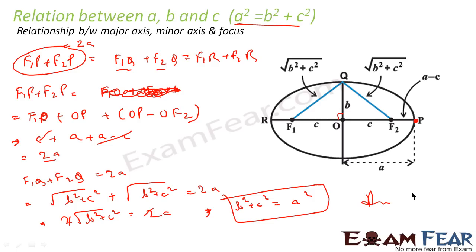Please note, in the case of an ellipse, the distance between the two foci is 2C. The length of the major axis is 2A, and the length of the minor axis is 2B. So we have A, B and C. The relationship between A, B and C is A square is equal to B square plus C square.